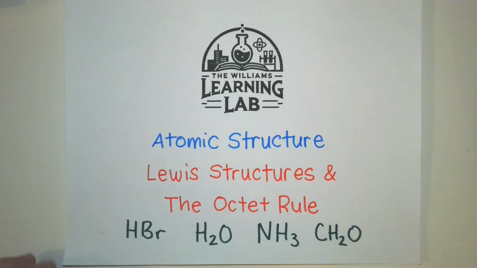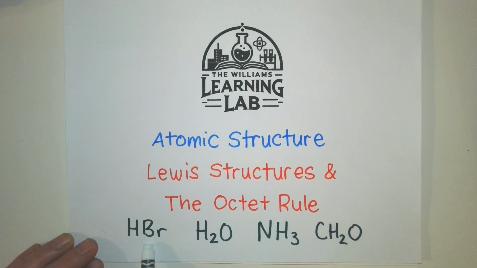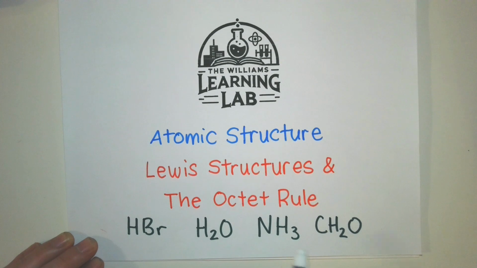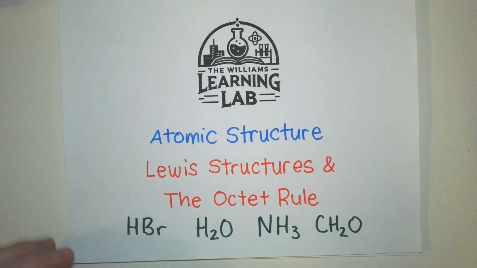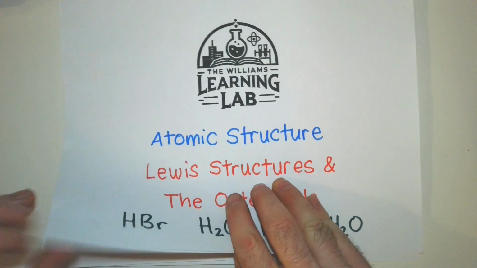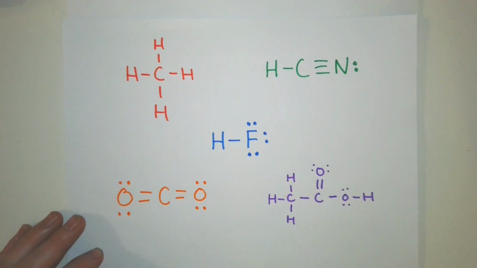We're going to do 4 examples. We're going to do HBr, hydrogen bromide, H2O, water, NH3, ammonia, and CH₂O, formaldehyde. And by the time you're done, you should be able on your own to draw some structures such as these.